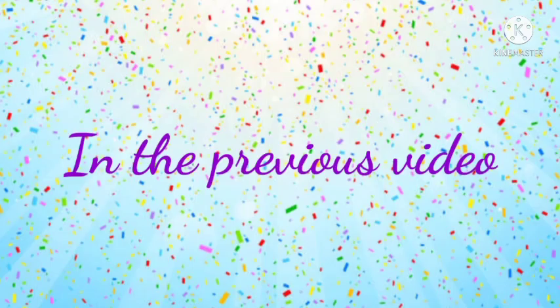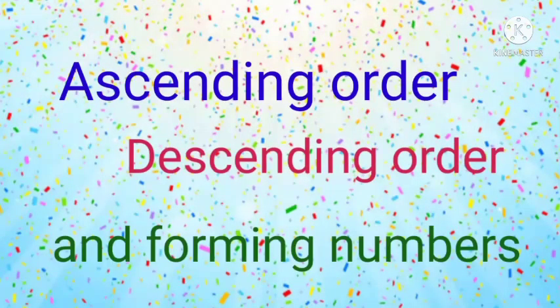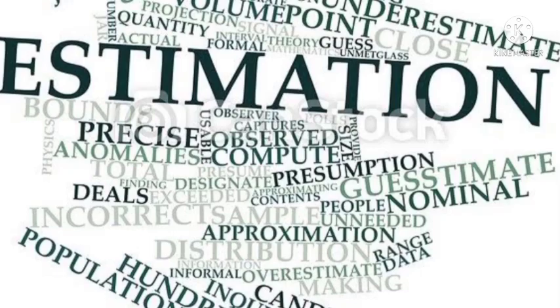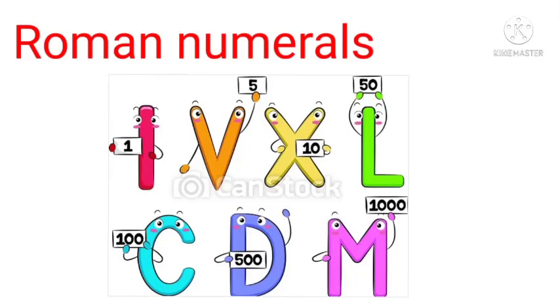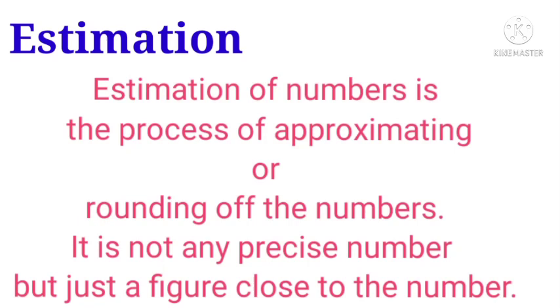In the previous video, we have revised about ascending order, descending order, and forming numbers. In this video, let us revise about estimation and Roman numerals. Estimation. Estimation of numbers is the process of approximating or rounding off the numbers. It is not any precise number but just a figure close to the number.